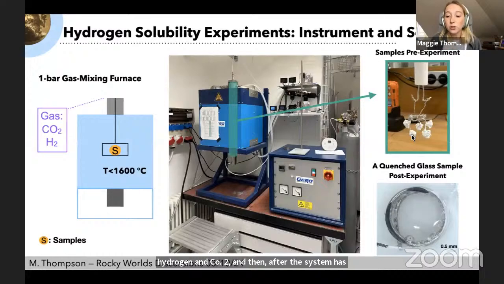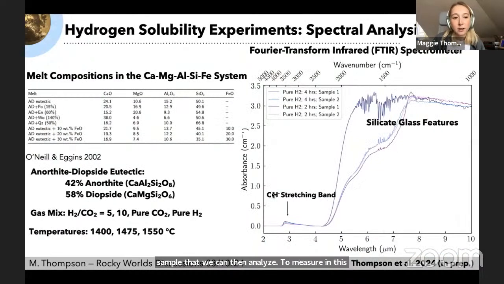We essentially want to cool this system as quickly as possible to preserve this melt composition as best we can. And so we end up sending a voltage through this system. It burns the wires here, and then they drop onto a copper plate. And then we end up, as this bottom image on the right shows, with this nice quenched glass sample that we can then analyze to measure how much hydrogen has dissolved into the glass.